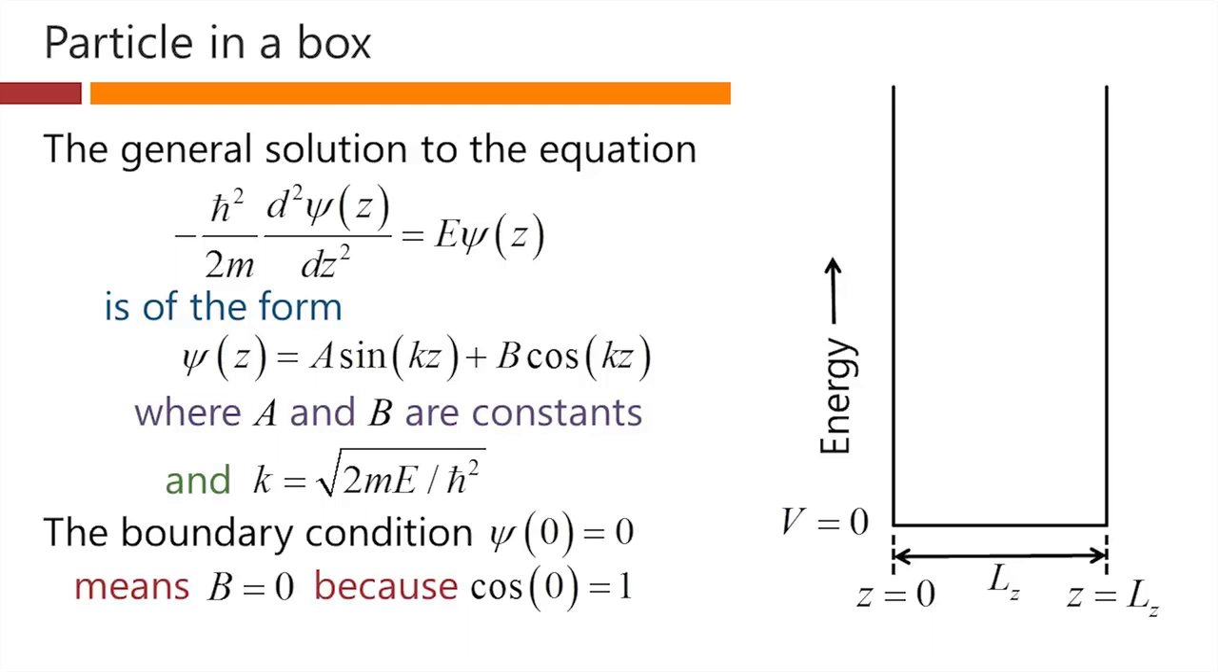Well, the boundary condition that the wave function has to hit 0 on this wall means that B has to equal 0. Because at z equals 0 here, this argument in the cosine will be 0, and cosine of 0 is 1. So we can't have any finite value of B. Of course, the sine is 0 at z equals 0. So if we have any finite value of B here, we're going to get something on the right-hand side that is not 0 at z equals 0. So therefore, B has to equal 0.